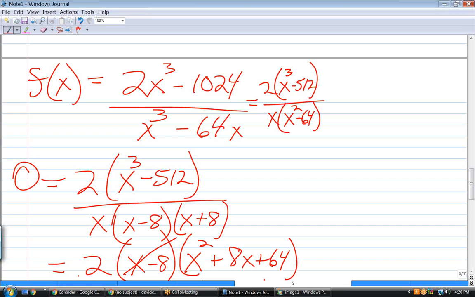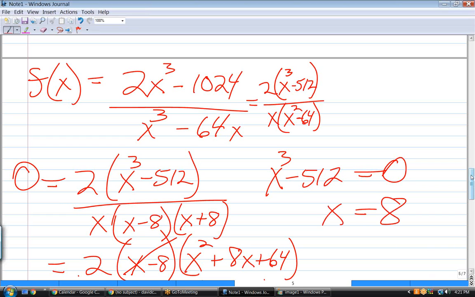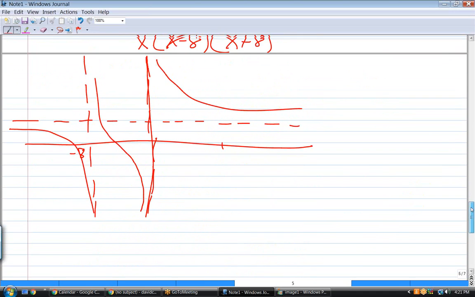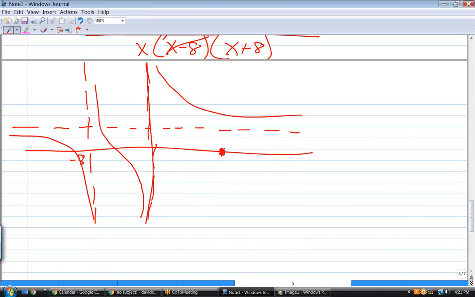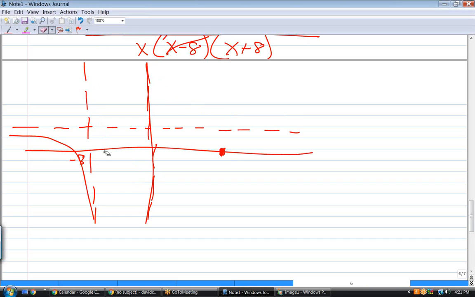Well, there is one place where that's equal to 0. In other words, where x cubed minus 512 equals 0, which occurs only at x equals 8. So I can go to my curve. My curve has to cross that point right there. So immediately that tells me that what I drew for starters isn't right. It must be this quadrant here.